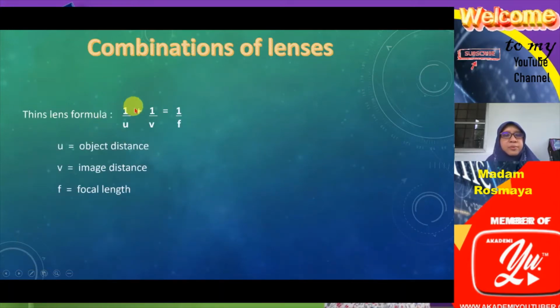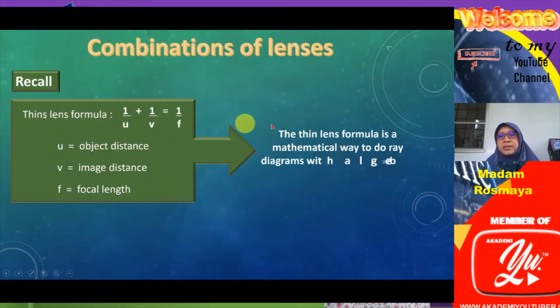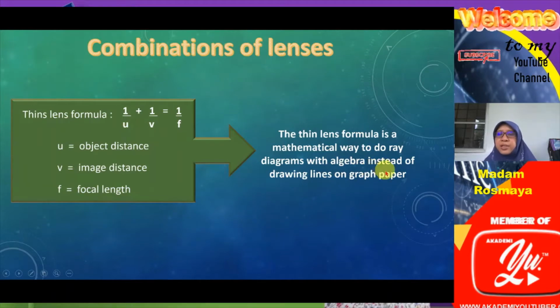So recall what we have learned before, the thin lens formula is given by 1/u + 1/v = 1/f. u is the object distance, v is the image distance, f is the focal length. We have discussed how to derive this equation in the previous lesson. The thin lens formula is a mathematical way to do ray diagrams with algebra instead of drawing lines on graph paper.